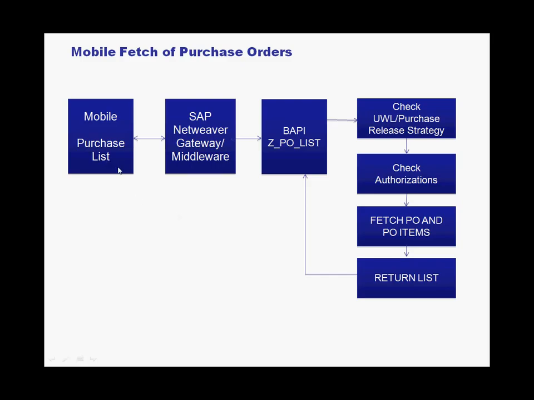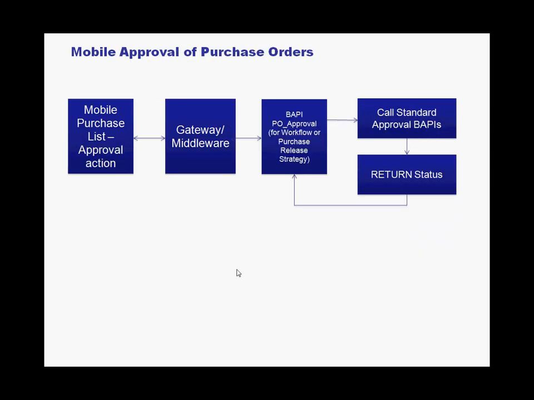This slide explains how the list of relevant purchase orders is retrieved from the backend ERP system. The application will connect to the SAP system via NetWeaver Gateway or a middleware. Within SAP, our custom BAPI will be triggered that will retrieve all the open purchase order approval work items. This is restricted to the user ID that is used to log into the application on the mobile. The BAPI will check all relevant authorizations before sending the data back to the mobile for display and further actions.